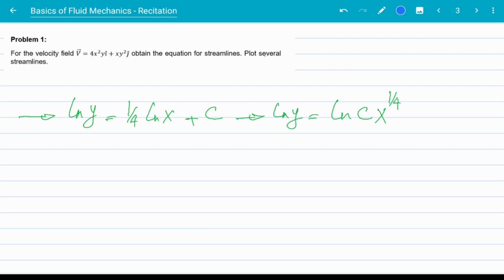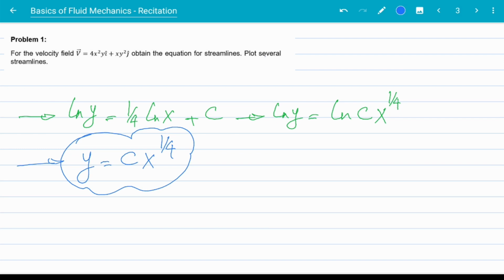Okay, so this equation, we can still simplify a little bit. Now that both sides are in natural log formation, I can say y is actually equal to c x to the power of 1/4. So this is the equation that governs the streamlines in this flow field. C is a constant here, and depending on the value of C, you will get different streamlines.